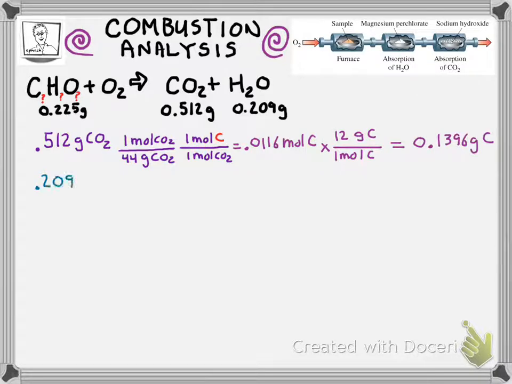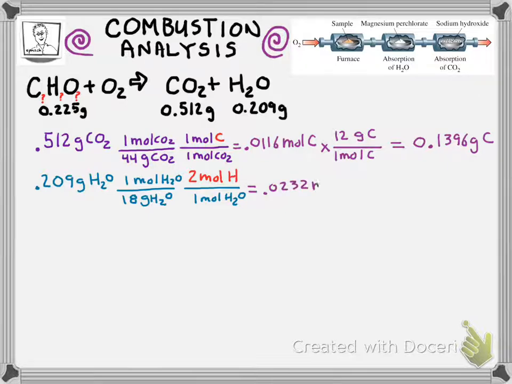Next step is to do the same thing with the hydrogen. So we have 0.209 grams of water, and we're going to convert that to moles of water, and then from moles of water to moles of hydrogen. Here the ratio, you notice, is a 2-to-1 ratio. A lot of kids forget that. So that gives us about 0.0232 moles of hydrogen, and since the molar mass of hydrogen is 1, that's also the amount of grams of hydrogen.